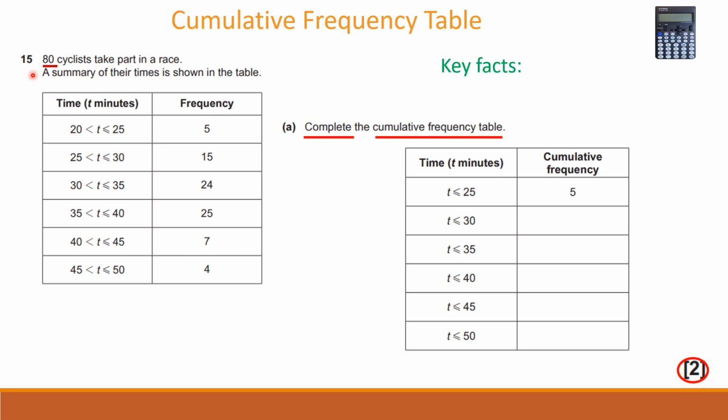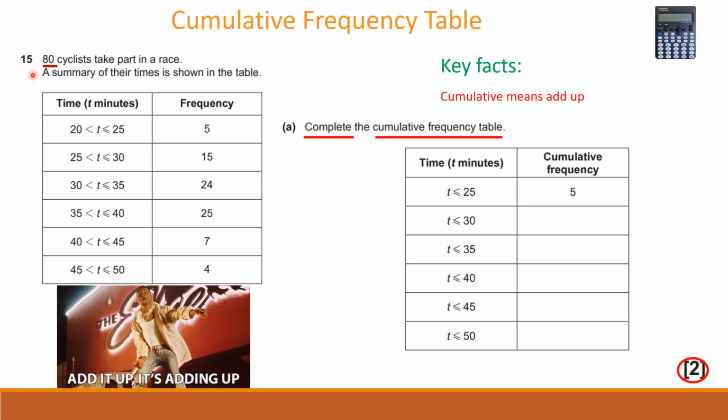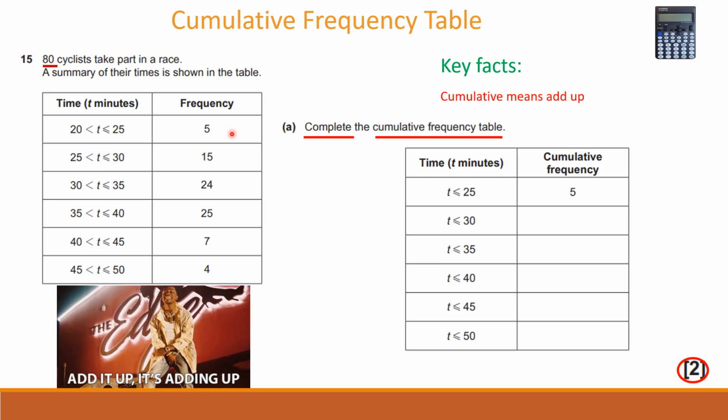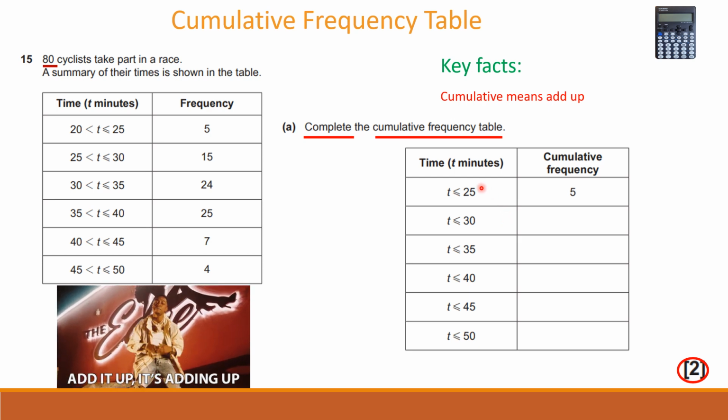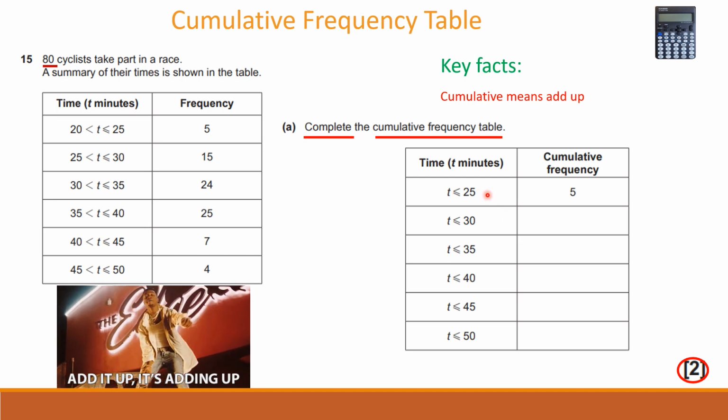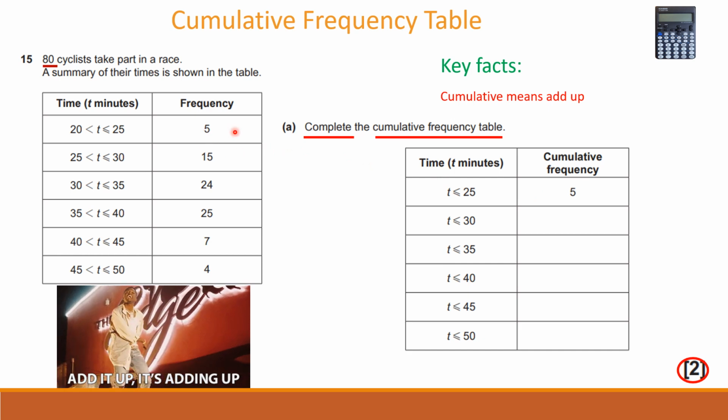Now the key fact is that you need to know that the word cumulative means add up. So cumulative means you are adding up your totals as you go along. So look at these totals here. You're going to be adding them up, and you want to know the time for how many people in total are less than 25, which is 5. You can see it is here.